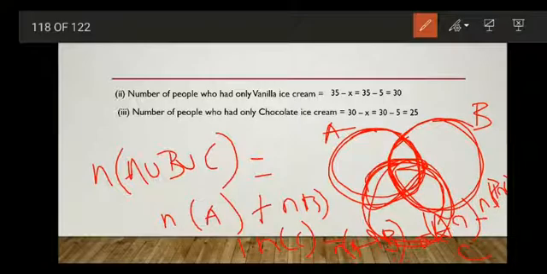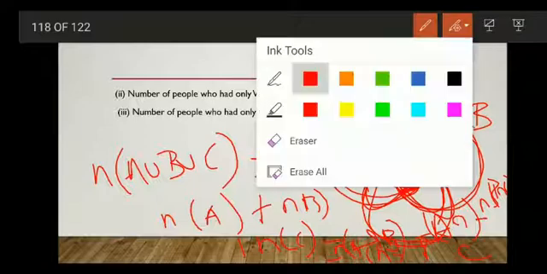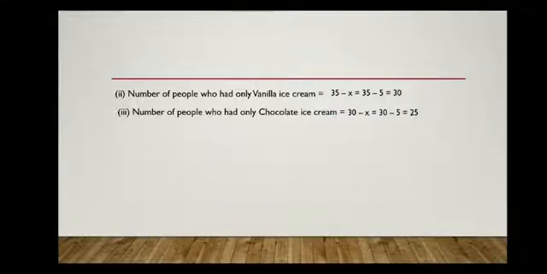While removing these portions, we have removed this portion 3 times. So we have to add this. This portion is common for A, B and C. This will be equal to plus n of A intersection B intersection C. We'll see this note now.